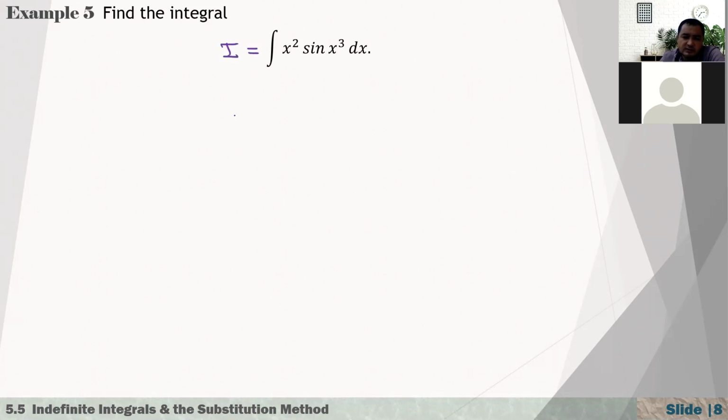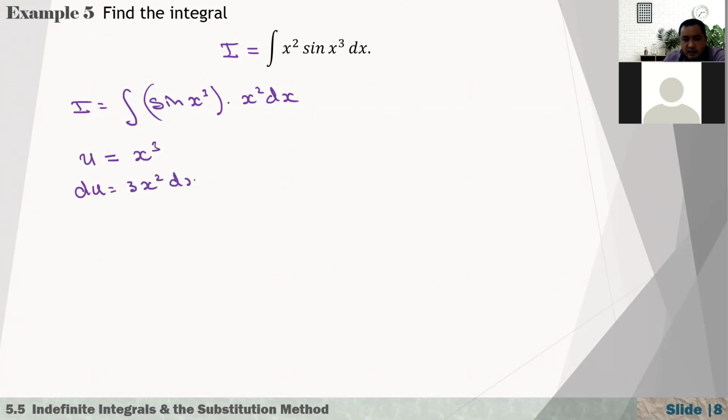Anyway, here let's say the integral is this: I equals the integral of sine of x cubed times x squared dx. As you see, if I introduce u equal to x cubed, what is the differential of u? It is 3x squared dx. So x squared dx is equal to 1 over 3 du.